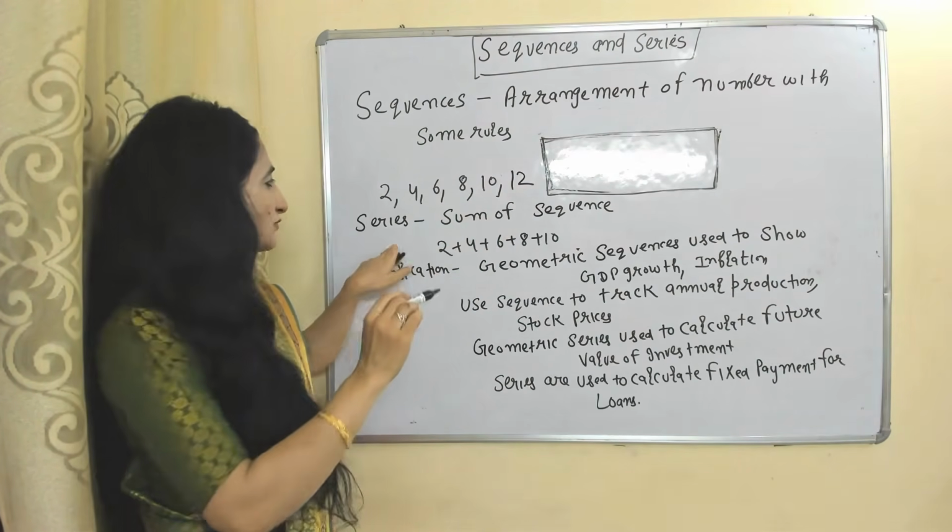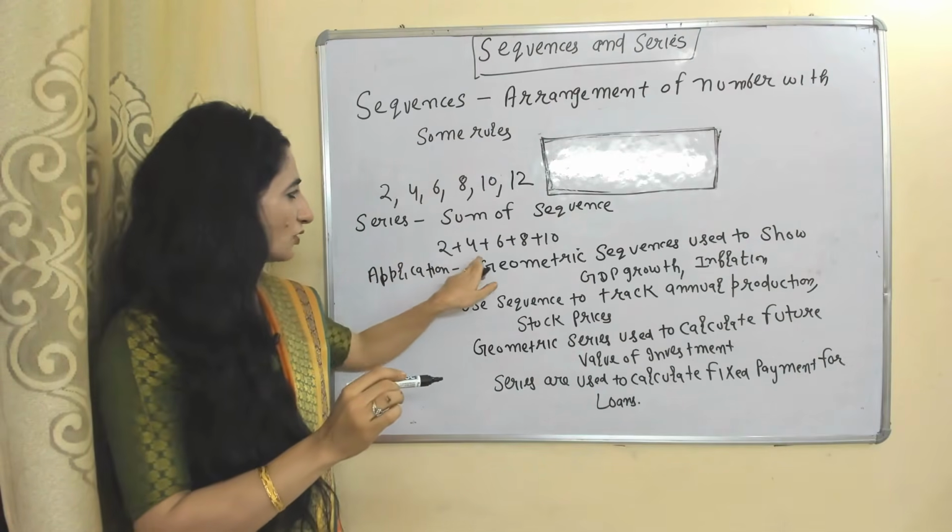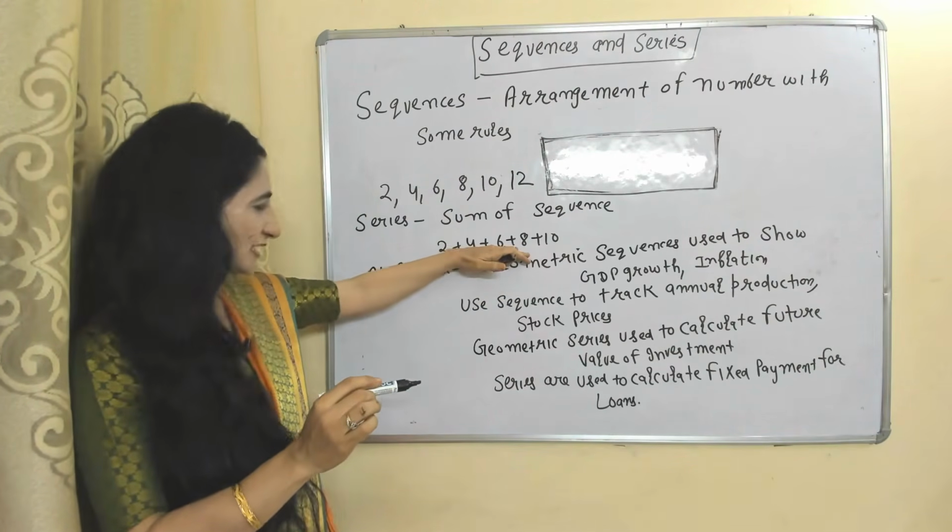The sum of a sequence will be called a series. When you add all these terms of the sequence, it will be called a series.